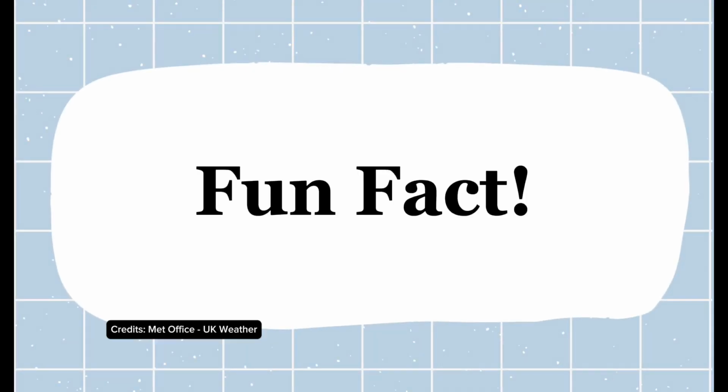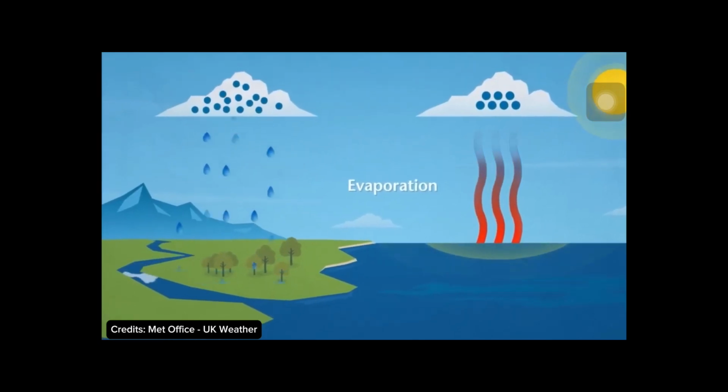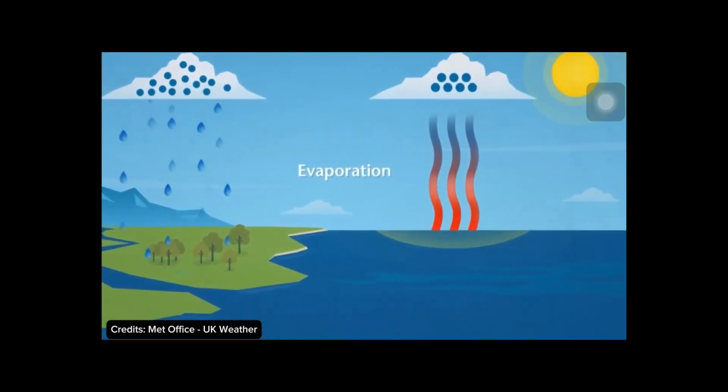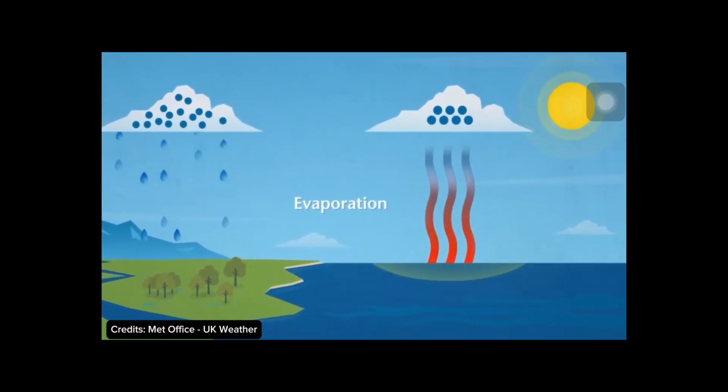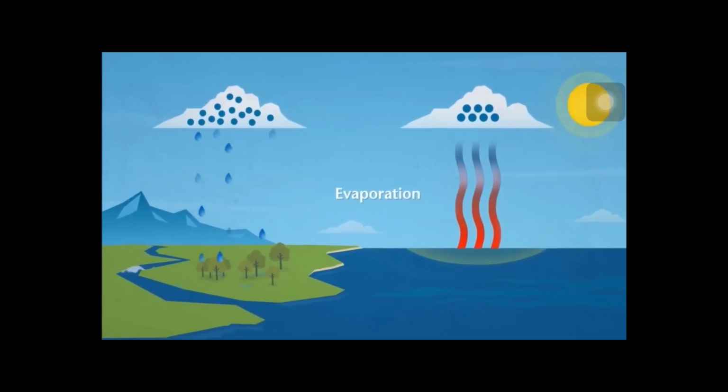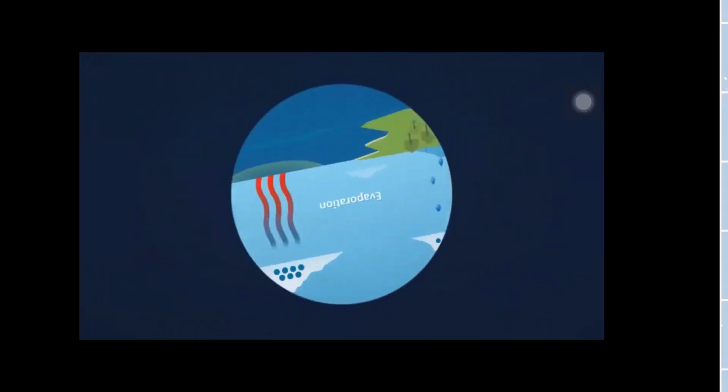Did you know that rainwater is naturally distilled? Evaporation and condensation in nature create a similar process, making rainwater pure. Until it touches the ground, of course.